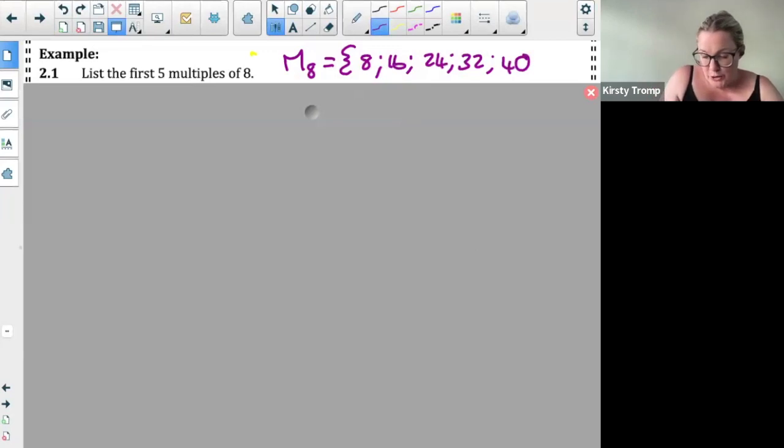We need to have these curly brackets. Now, Bree, don't laugh at me. My curly brackets are weird. But does that look good? Yes. Good. Thanks, Bree. Thank you for the help.